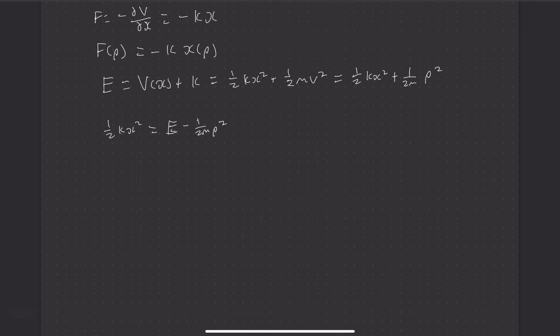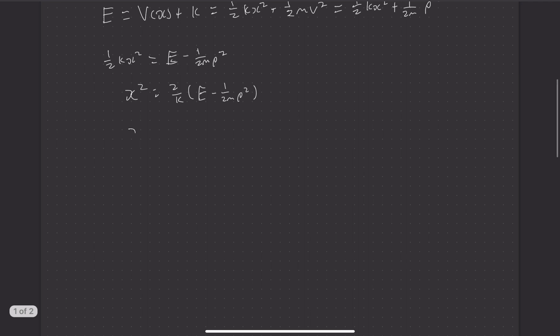And then we can multiply, so x squared is equal to 2/k times E minus p squared over 2m, or x is equal to plus or minus the square root of 2E over k minus 1/mk p squared.